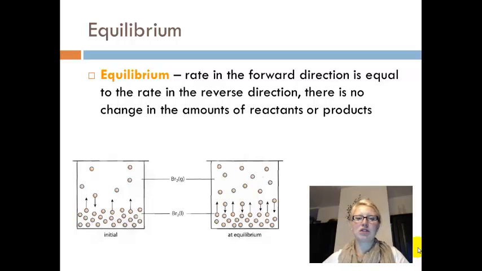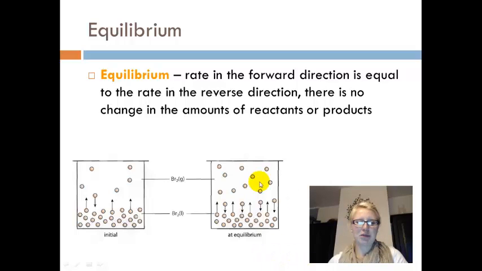direction. So far in chemistry, we've only studied reactions that go one way, towards the right. However, there's some reactions that go backwards towards the left. And when this happens, when they achieve equilibrium, there is no change in the amount of reactants or products. It's like a seesaw balancing act.